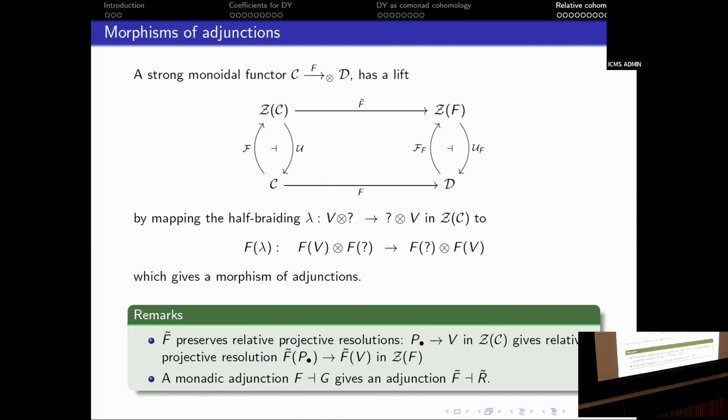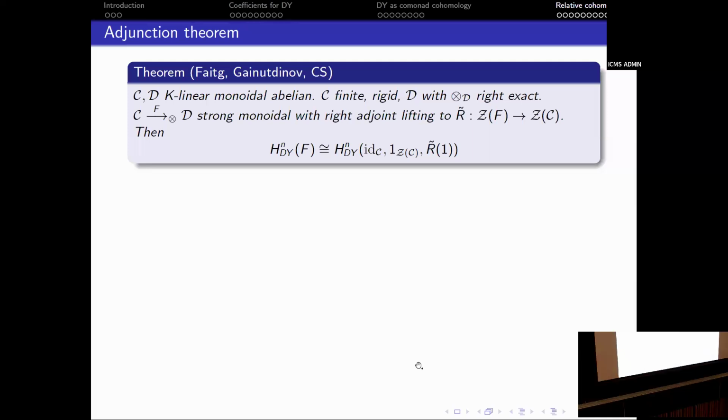And what's even better, that's a theory of lifting adjunctions, is that if we are given a monadic adjunction, so if F has a right adjoint G, then we can lift it and we get also a right adjoint here. And actually I should have written R here, so this is a typo. Yeah, so we get a right adjoint, which is of course a functor from here to Z of C.